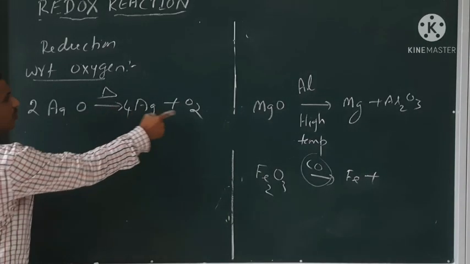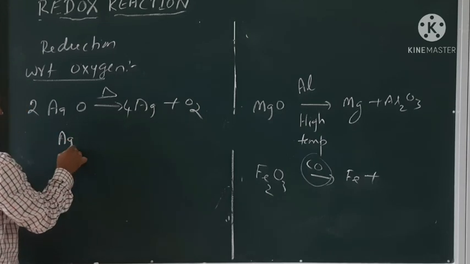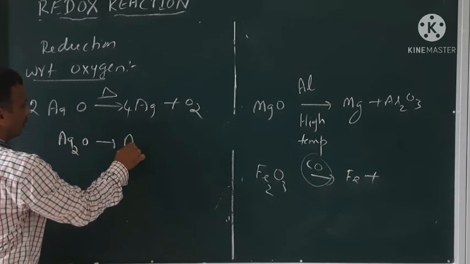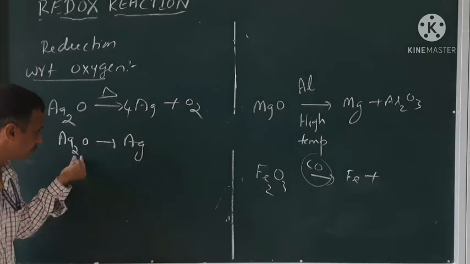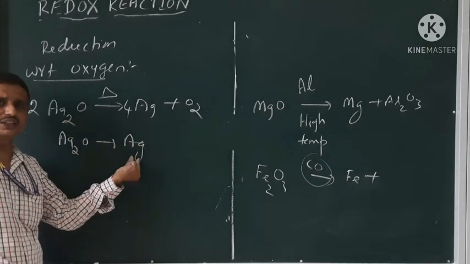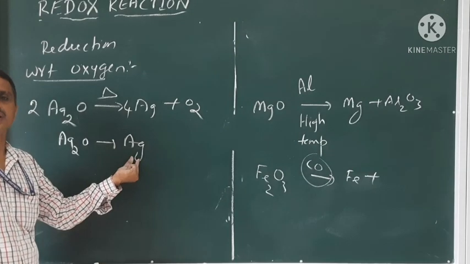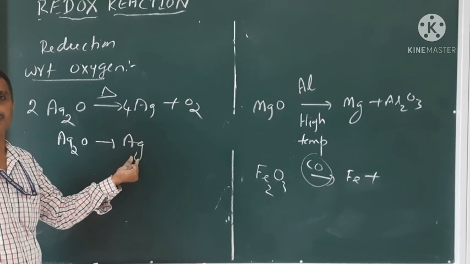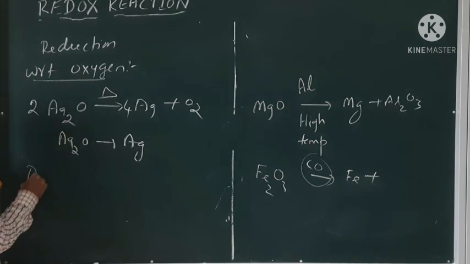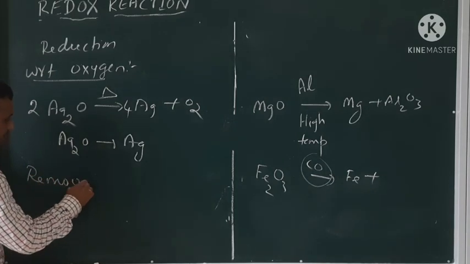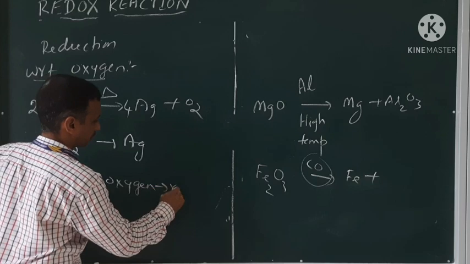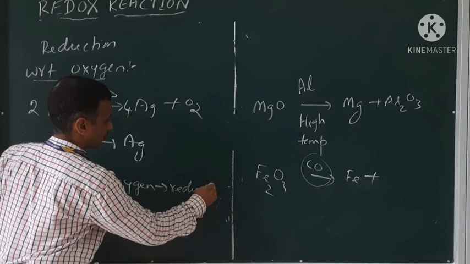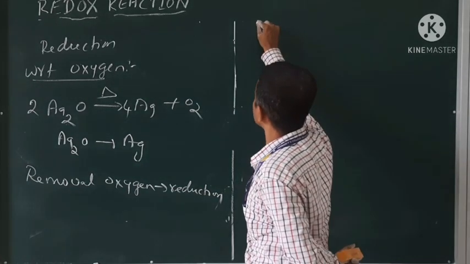There is a removal of oxygen. Yes or no? Ag2O is converted into Ag. Means the removal of oxygen is there, which is reduction process only. So removal of oxygen is reduction. Note this properly.